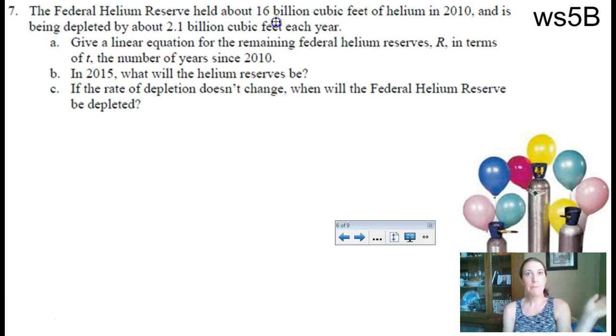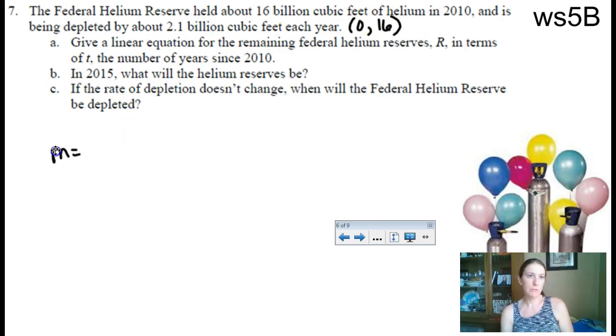Okay. Now leave the billion cubic feet part of it off. So whenever we do the math here and I get an answer like 22.1, we're going to have to remember that represents billion cubic feet. So let's figure out slope. This first ordered pair, remember, is the start of time, 2010. So 0, we started with 16.